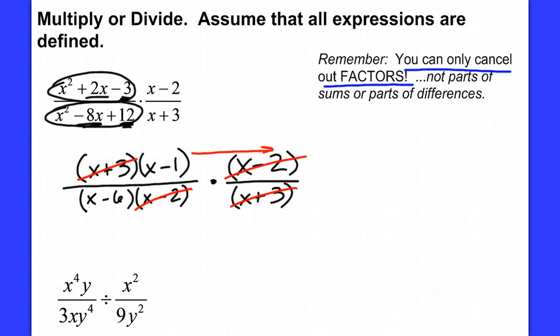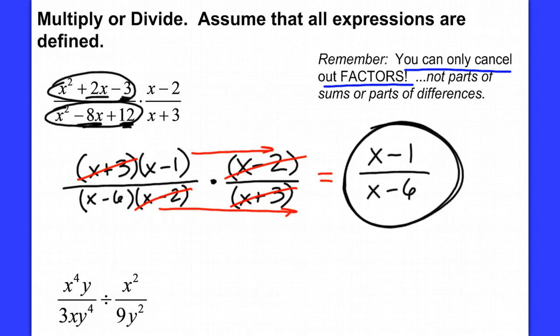So we'll just carry it over. We'll go from left to right, and we'll multiply everything out. Our final answer here will be x minus 1 over x minus 6. And that's it. So, real quickly, the process of multiplying and dividing basically just means that we need to factor everything out, cancel out the factors that cancel out, and then move everything over that we have as our final answer.